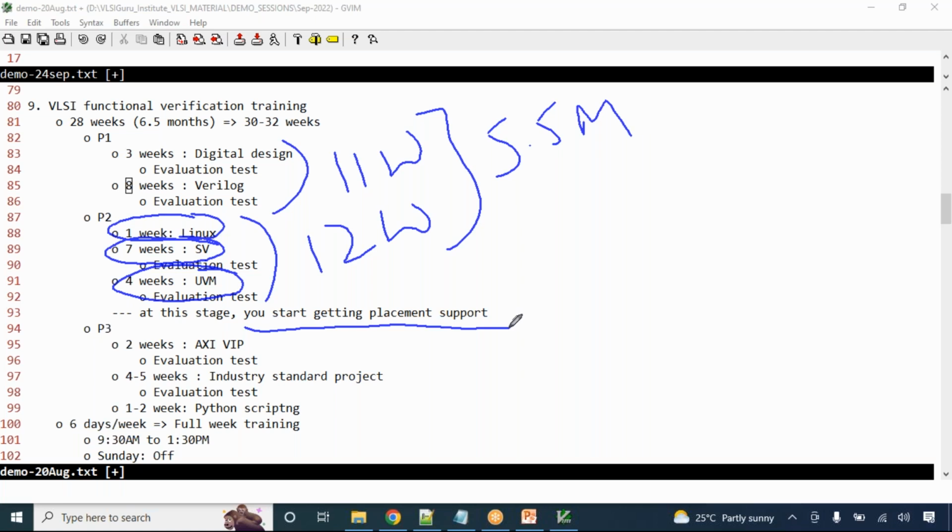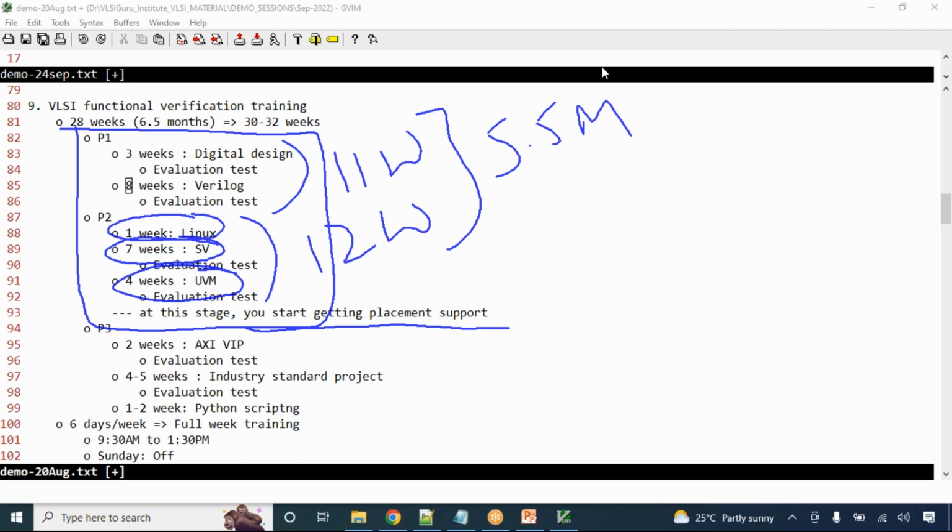I mean, you will get the placement support because a lot of hiring in the industry happens based on this skill set. If you are very good with digital, very good with Verilog and SystemVerilog, and okay with UVM, above average or fine with UVM, the companies hire you.